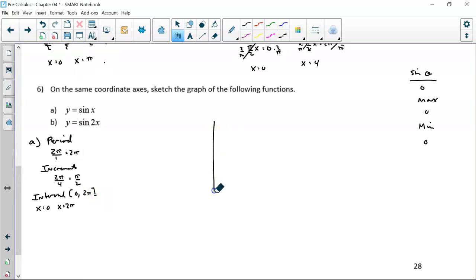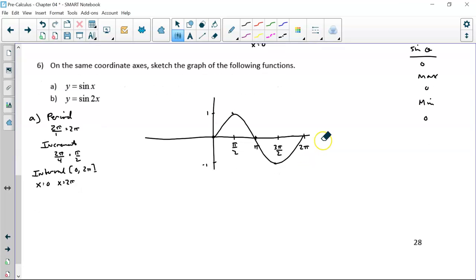So sketching this, here's my pi over 2, pi, 3 pi over 2, and here's my 2 pi. So our amplitude is 1. So we go from 0 to max to 0 to min, back to 0. So it goes up, turns back down, and there's 1 period.